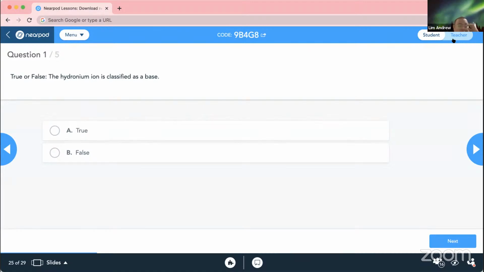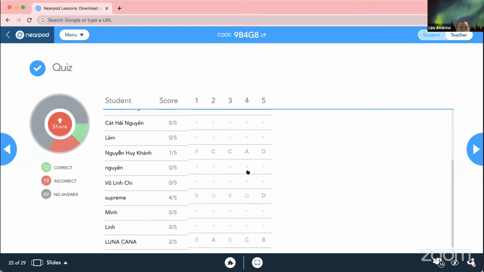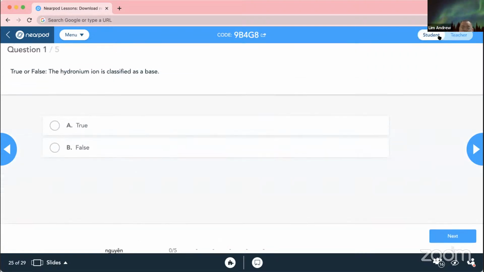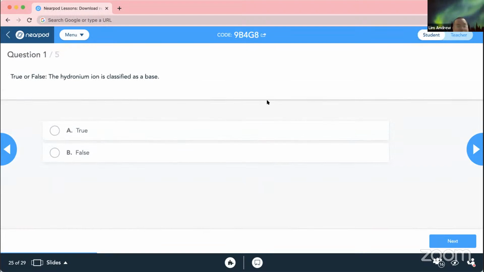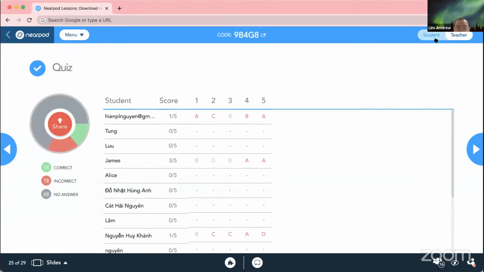All right, let's see the answer now. Let's see some of you. We have James, Ren, or Hui, we have Supreme, we have Luna, and we have Lind. Okay, let's go together. True or false? The hydronium ion is classified as a base. The answer is false. Why? Because there's a presence of hydrogen ions. Therefore, the answer is B.